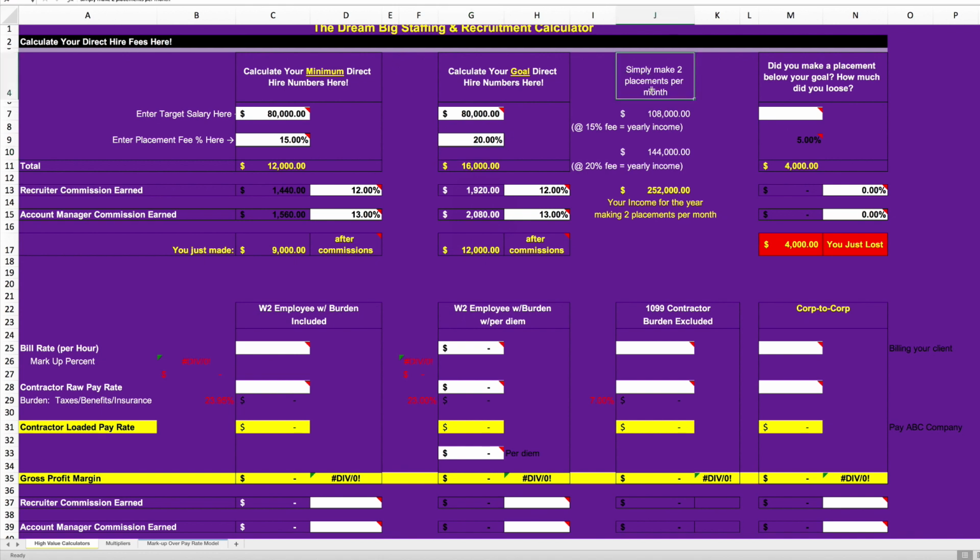So the context is that if you make 2 placements a month, one placement where you're placing somebody at 15% every month, and one placement where you're placing somebody at 20% every month, you have just made $252,000 for the year. That's only 2 placements per month at a salary of $80,000 a year plus commission. If we take that commission off, that number will definitely go up.